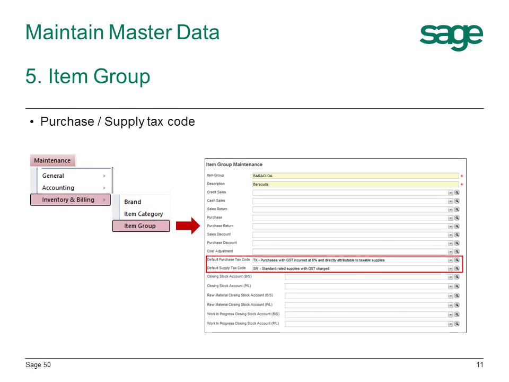The fifth master data is item group located at maintenance menu. Select inventory and billing, then item group. You can set the default purchase tax code and default sales tax code for each item group. We strongly recommend that you categorize your items by type of supply and link them to the respective item group for easy maintenance in the future.